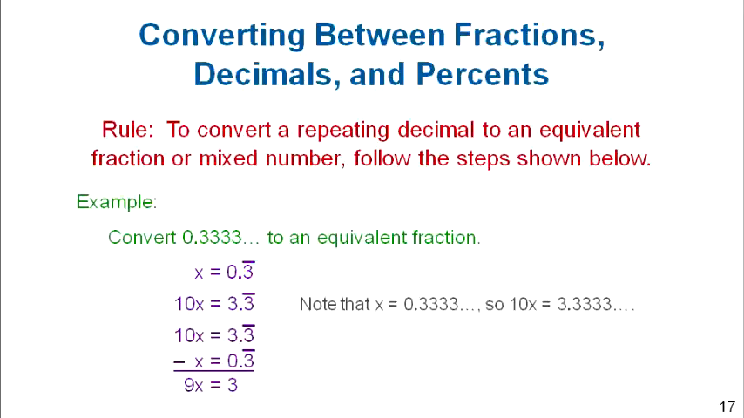Next, we will subtract these two equations from each other. Note that 10x minus x is equal to 9x, and that 3.3 repeating minus 0.3 repeating is equal to 3. Now we can divide both sides of this equation by 9. Note that 9x divided by 9 is equal to x, and that 3 divided by 9 is equal to 3/9, or 1/3. Since x represented the decimal 0.3 repeating, this tells us that 0.3 repeating must equal 1/3.